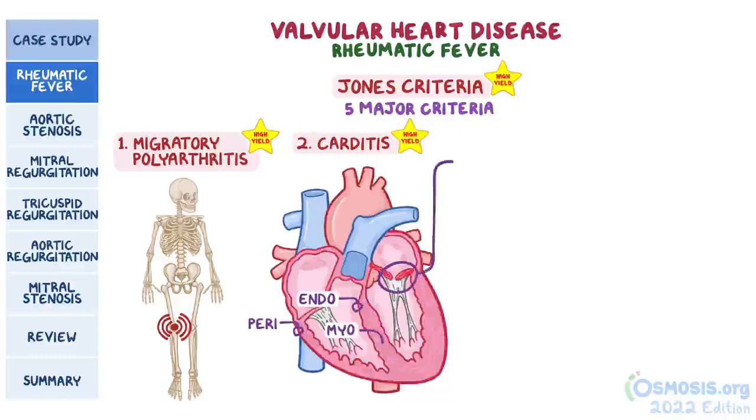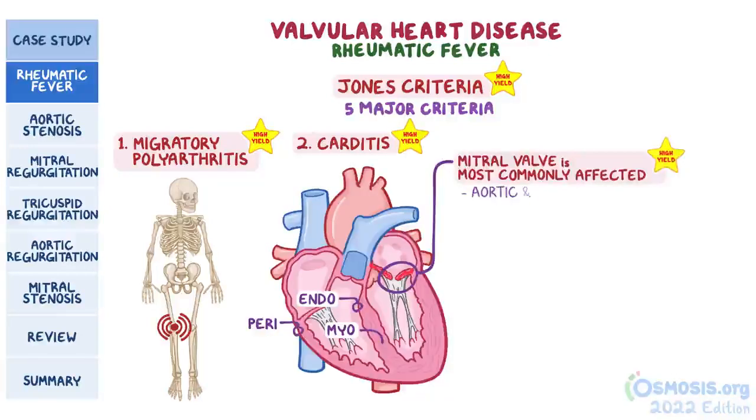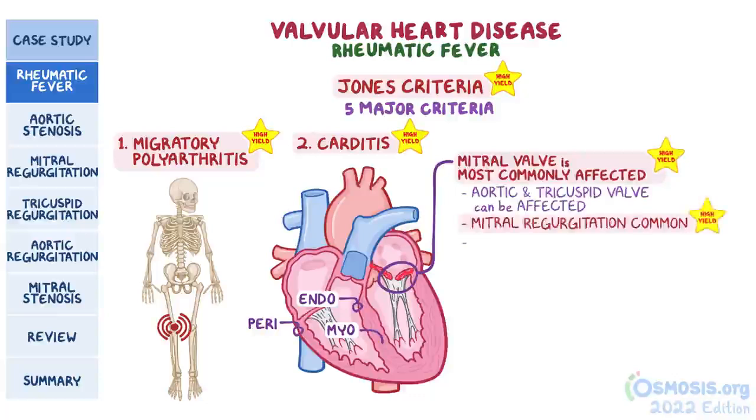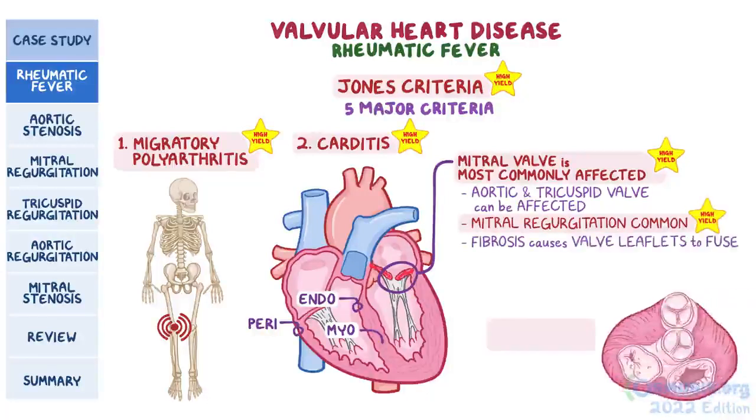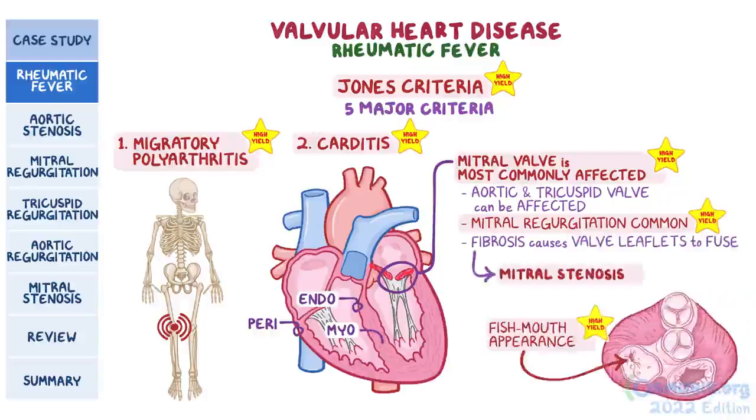A high-yield fact to remember is that the mitral valve is most commonly affected, although the aortic and tricuspid valve can also be affected. In the acute phase of the illness, mitral regurgitation is most common. Later on, fibrosis around the valve causes its leaflets to fuse together, giving it a fish mouth-like appearance. This fusion narrows the valve opening, and so we get mitral stenosis.